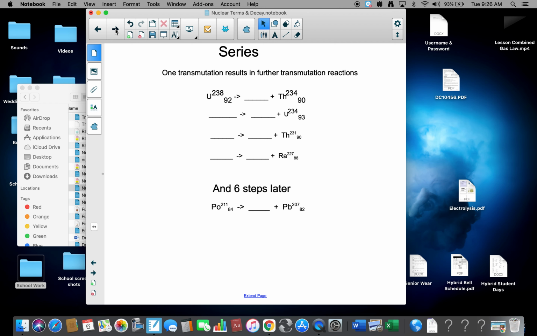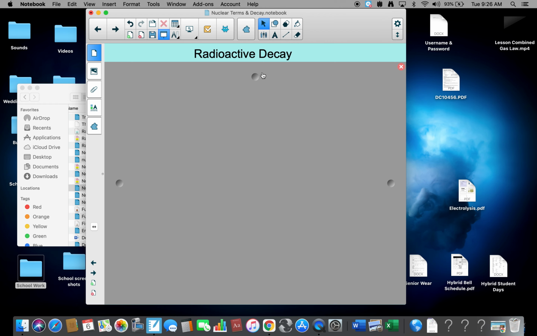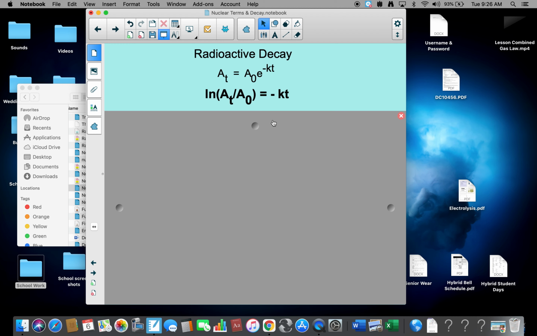The last thing we'll look at today is radioactive decay. Radioactive decay is either one of two equations, either A_t equals A_0 e to the minus kt, or ln of A_t over A_0 is equal to minus kt. So that's how we find them out. We use the first equation if we're solving for either A_t or A_0. We'll use the second equation to solve for k and t. And these should look familiar because these are first order reactions we did when we talked about kinetics.